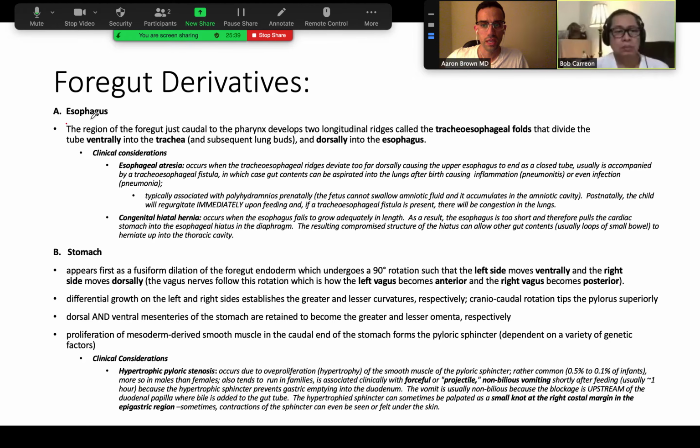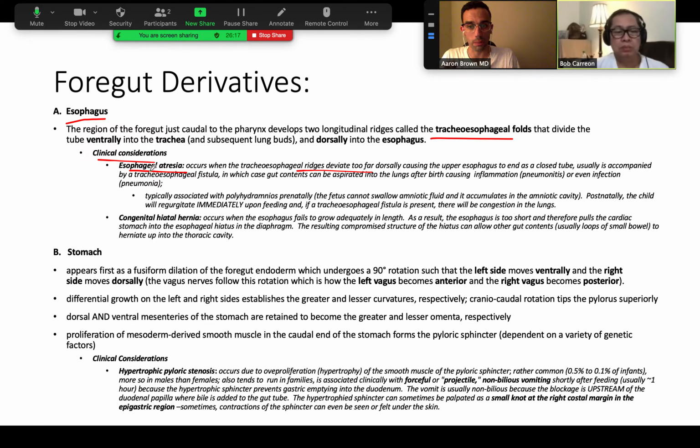Some of the derivatives: our esophagus forms from the tracheoesophageal folds. The tracheoesophageal fold will create our trachea and esophagus, right? It's right there in the name. And this is important for some clinical considerations. Esophageal atresia is when those ridges deviate too far dorsally, and so we end up with a closed tube for our upper esophagus, and the gut can actually connect to the end of the trachea and allow gastric contents to enter the lungs and air to enter the stomach.